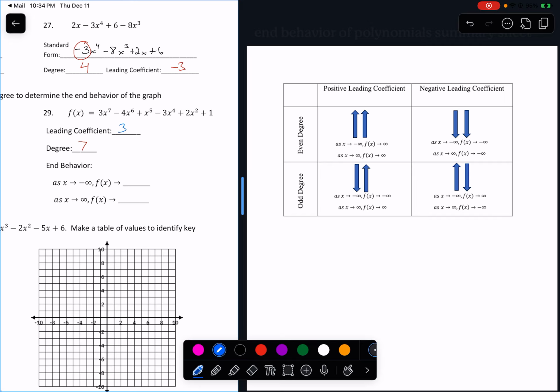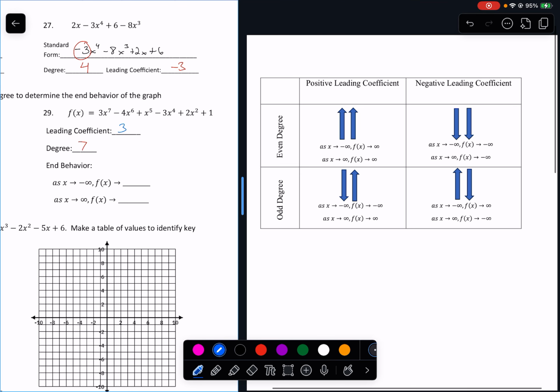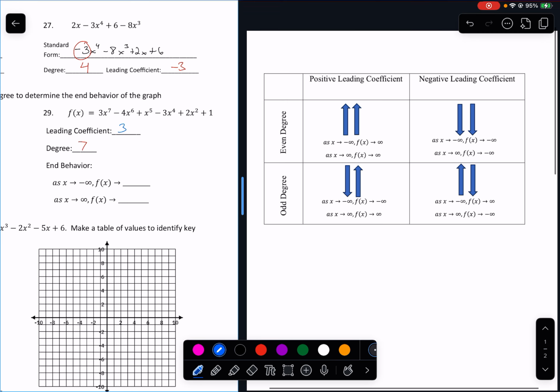Now, polynomials, by their leading coefficient and their degree, you're able to tell their end behavior. Basically, this tells you, as you go off to negative infinity and as you go off to positive infinity, what happens to the function. If I were you, I would copy this chart down into your note card.